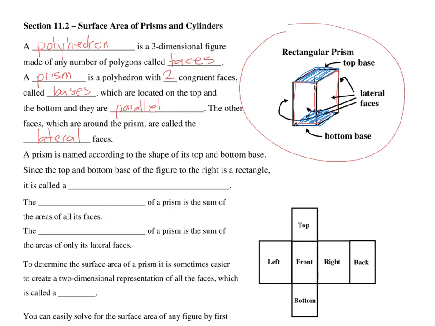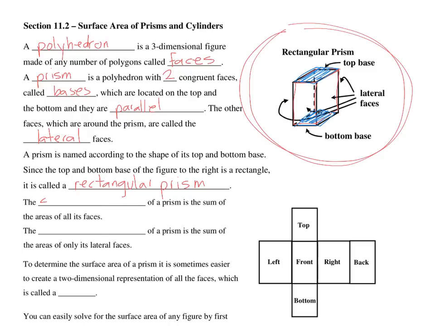All right, a prism is named according to the shape of its top and bottom base. So look at this figure that we have here. If it's named according to the shape of its top and bottom base, then what are we going to call it? So this one is called a rectangular prism.